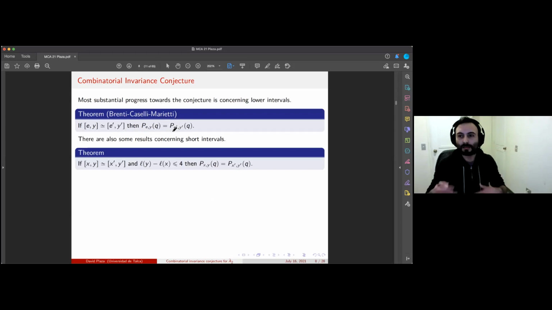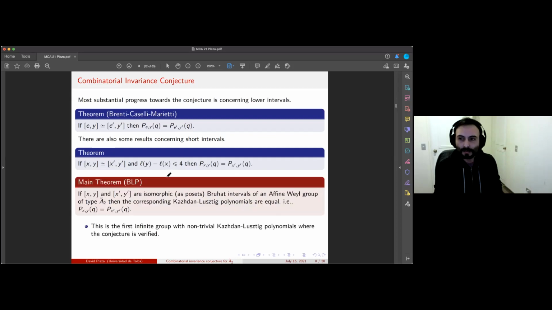And we have some other partial results concerning this conjecture, and I would like to mention this result because we use this specific result in our proof of the conjecture for an affine Weyl group of type A2 tilde. So this result is that if we have an isomorphism between two Bruhat intervals, and the length of these intervals defined in this way is less than or equal to 4, then the Kazhdan-Lusztig polynomials are equal. So we know that the conjecture is true under this extra hypothesis.